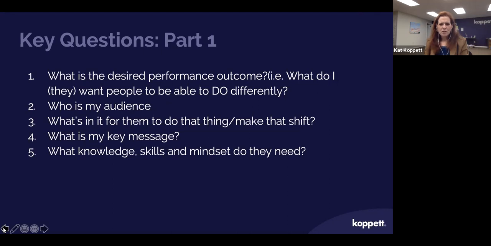Yeah, okay. And anyone can chime in. So let's say we have an audience like that. We want them to have more conversations out loud. Let's look at question number three. What might be in it for them to do what we want them to do? Career advancement. Yep. And recognition. Yep.